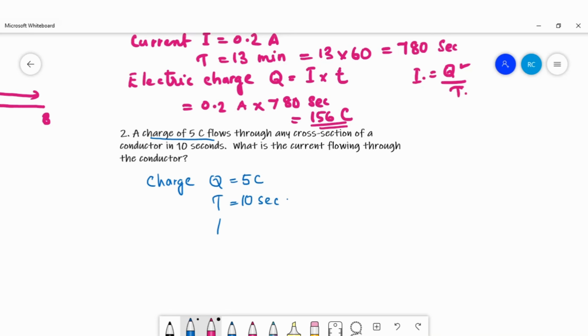What is the current flowing through the conductor? So you need to find the current. It's a direct question. So I is equal to Q by T. Q is 5 coulomb and time is 10 seconds. So 5 by 10, which means 0.5 ampere. So the current unit is ampere.